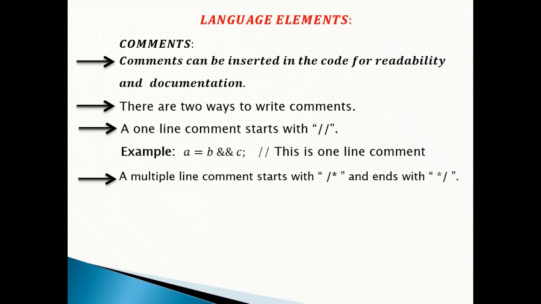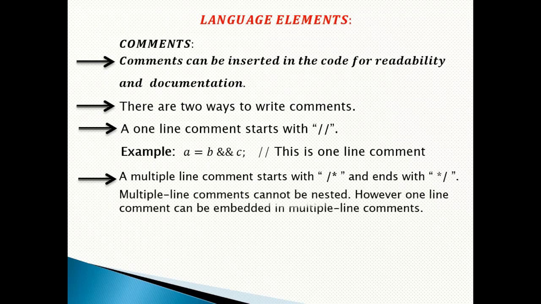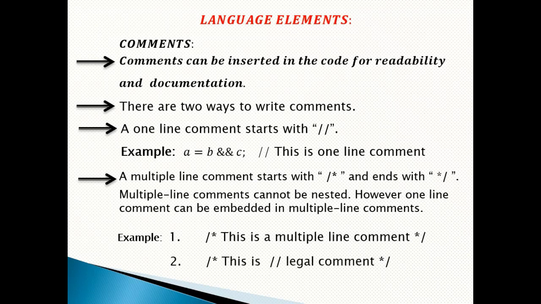The second one is the multiple line comment. A multiple line comment starts with a forward slash and asterisk and ends with an asterisk and forward slash. Multiple line comments cannot be nested. However, a one-line comment can be embedded in a multiple line comment. You can see the example for that. The first example is the multiple line comment. Here the description for the statement is between the forward slash asterisk and the asterisk forward slash. The second one is a single line comment embedded in the multiple line comment.